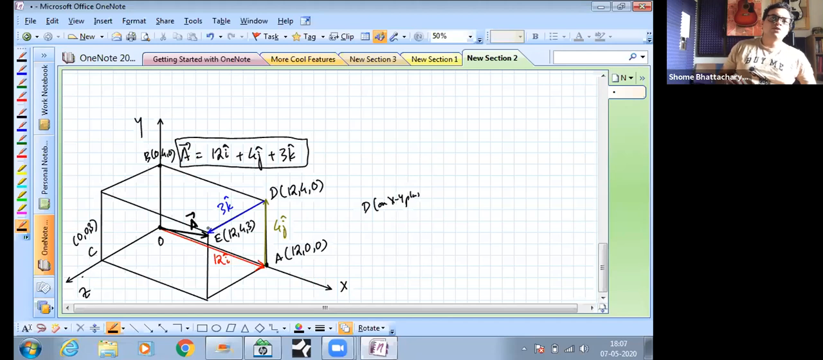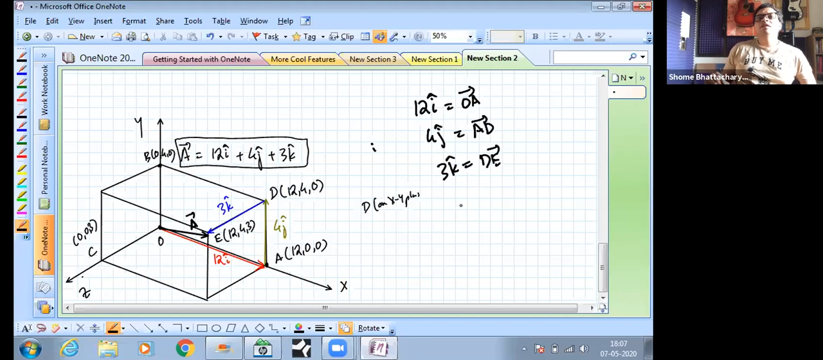And finally you reach which corner? You reach that vertex, which is diametrically opposite to O. So you can see in this diagram what is happening. My 12 i cap was actually equal to the vector OA. Then my 4 j cap was actually the vector from A to D, that edge, AD. And my final vector 3 k cap was this edge, DE. So that means what is my vector A itself, which is the sum of all these 3? My vector is becoming from O to the point E.